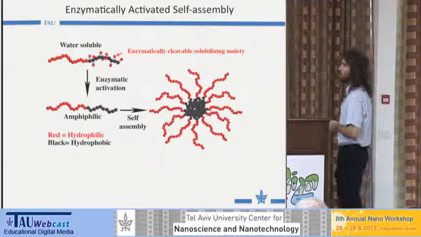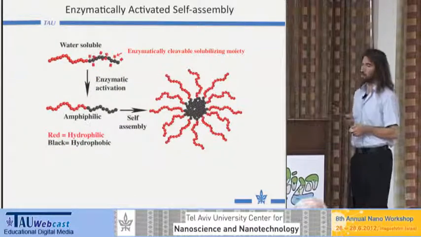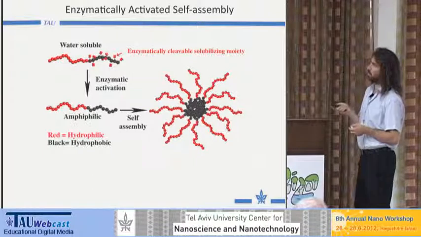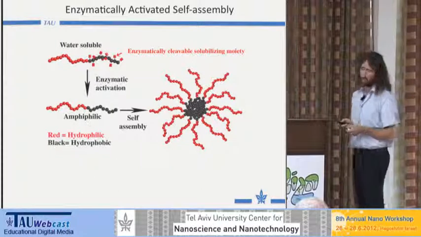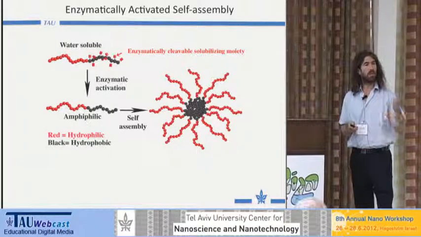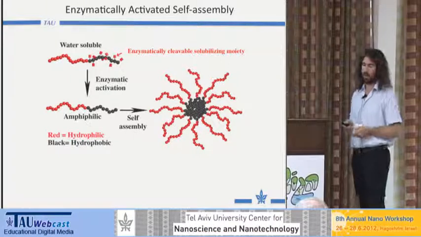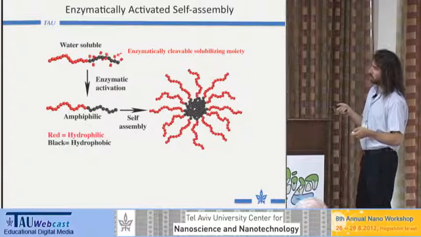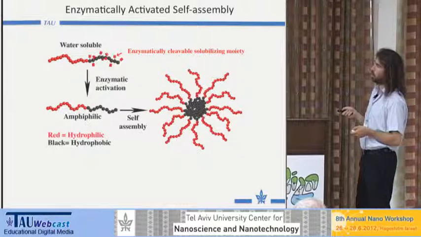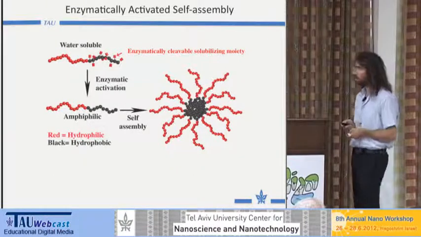So schematically, our system is going to look like this. We're going to have a water-soluble block copolymer where the hydrophobic part is decorated with moieties that make it soluble and can be cleaved or altered by enzymatic reactions. Upon cleavage of these groups by an enzyme, we're going to generate an amphiphilic block copolymer, and this should then self-assemble.